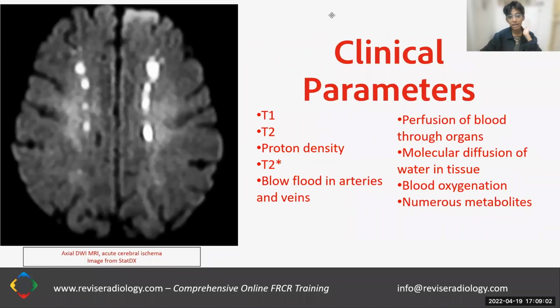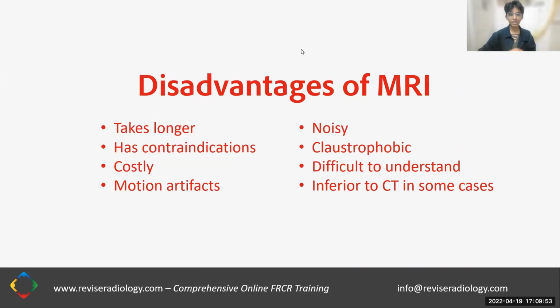The other advantage of MRI is that because we're using this phenomenon of nuclear magnetic resonance to create the images, we can create images which are based on a very wide array of clinical parameters. So we can compare tissues on the basis of their T1, on the basis of their T2, their proton density, T2 star, and on the basis of this, we can look at a lot of different things. So we can look at the blood flow in, I've written blow flood, but that should be blood flow in arteries and veins, the perfusion of blood through organs, molecular diffusion of water in tissue, blood oxygenation, and numerous metabolites. So it's a very diverse form of imaging, which gives us a lot of tools for trying to see what's going on in the patient's body. So those are the reasons why we might choose MRI in certain situations.